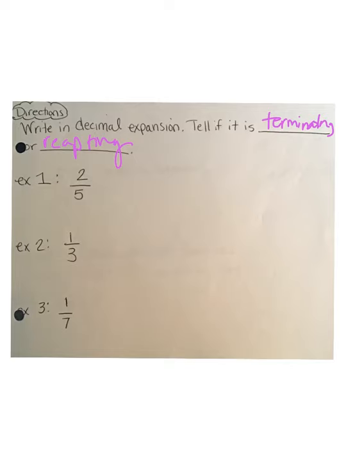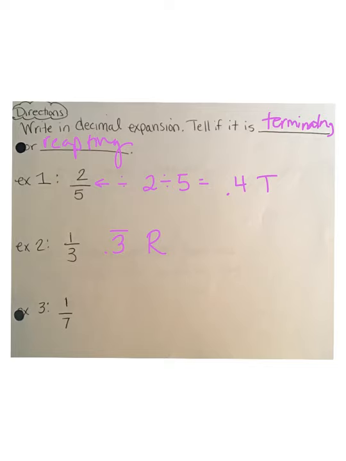Okay, so we do 2 divided by 5. And on your calculator, when you do that, remember this is a division symbol. So this is 2 divided by 5, and that equals 0.4. It stops there. So this is a terminating decimal because it does stop. 1/3, we did this one above already, so you should know already we're going to get 0.3 and it keeps going. So that is a repeating decimal.